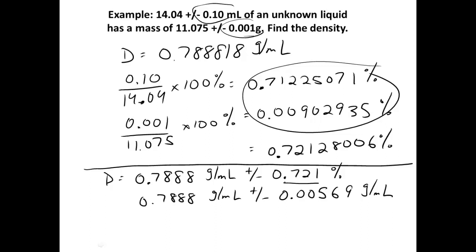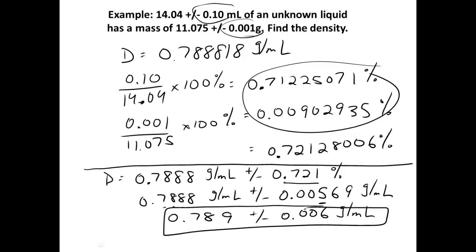Again, the IB program says we don't need all these significant digits in our uncertainty. We can round it to 1 sig fig. So this would become 0.006 grams per milliliter. That is in the thousandth column, which means I can round this to the thousandth column too, 0.789. And this is the way to write your final answer. 0.789 plus or minus 0.006 grams per milliliter, which happens to be the density of ethanol.